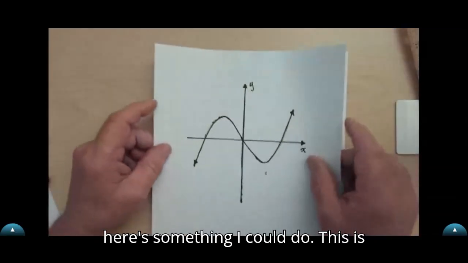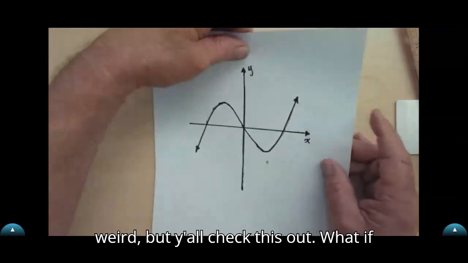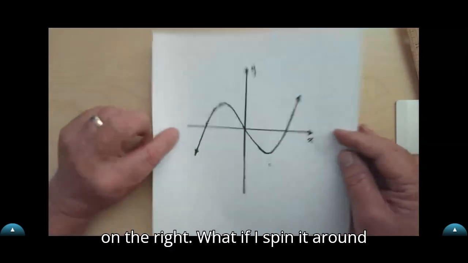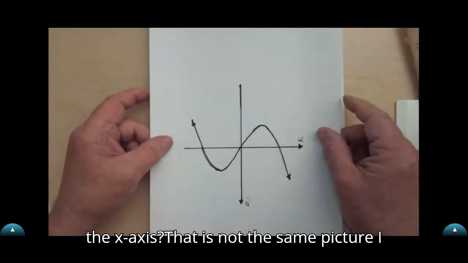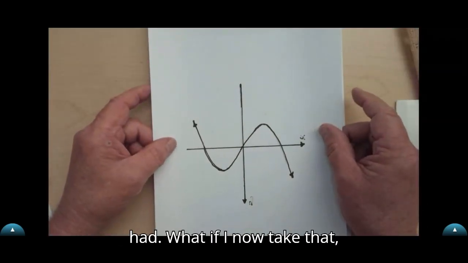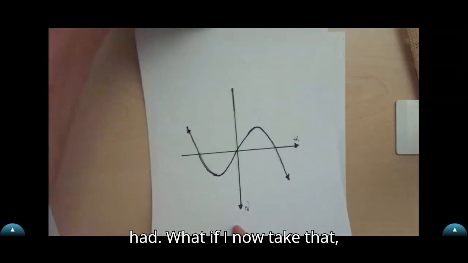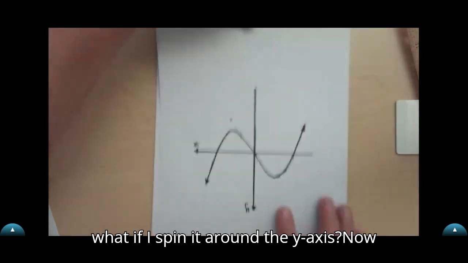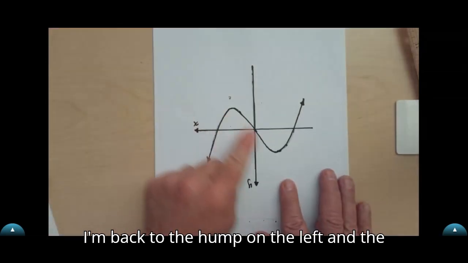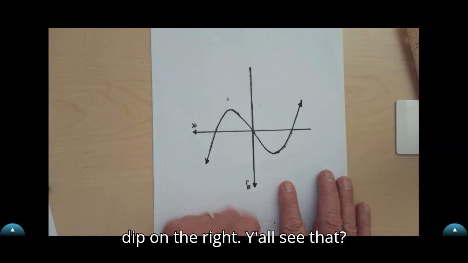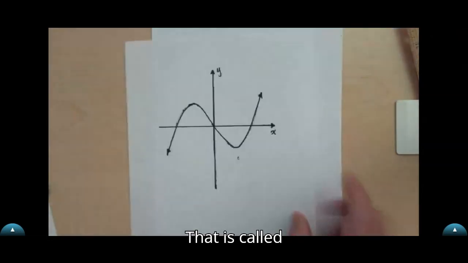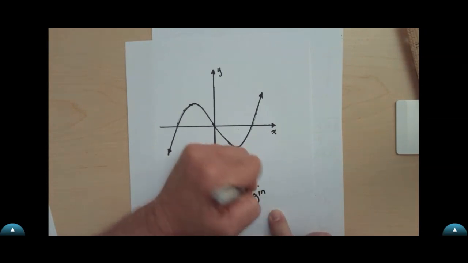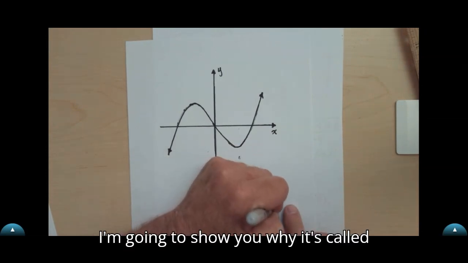Now here's something I could do. This is weird, but y'all check this out. What if I do, so remember, hump on the left, dip on the right. What if I spin it around the x-axis? That is not the same picture I had. What if I now take that thing that I spun around the x-axis, what if I spin it around the y-axis? Now I'm back to the hump on the left and the dip on the right. Y'all see that? That is called origin symmetry.